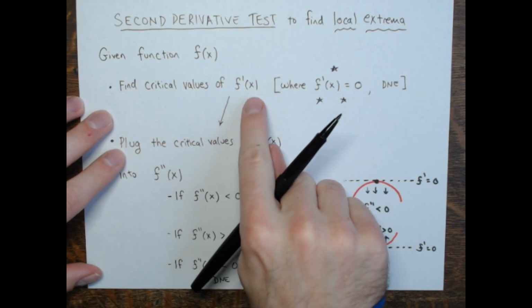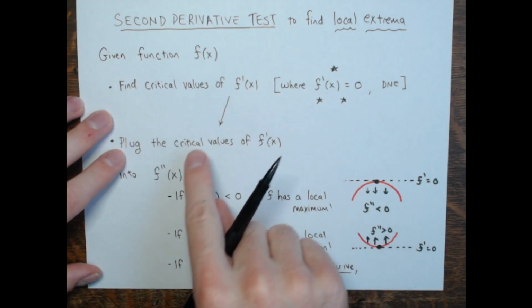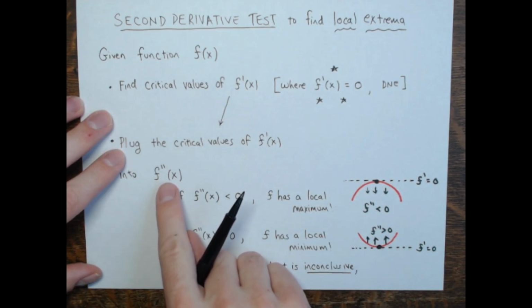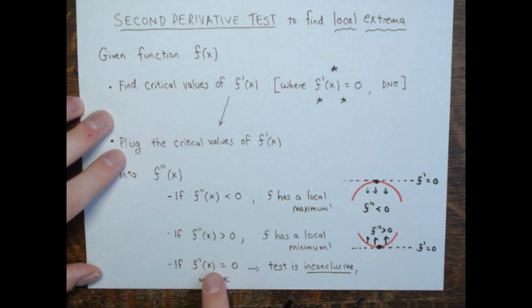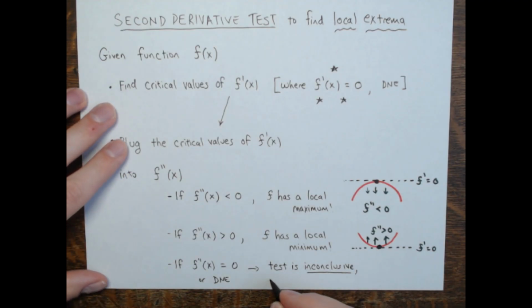So if you can find the critical values from f prime, plug them into f double prime. If it's 0 or just not defined there, this second derivative test doesn't tell you anything. So, use the first derivative test, right? Go back to what we did in part 1 of the videos for this particular assignment.